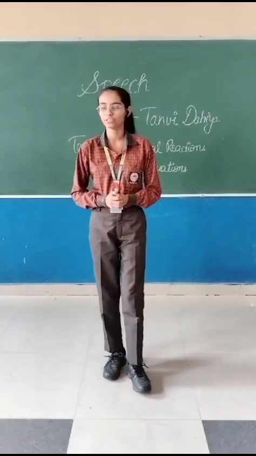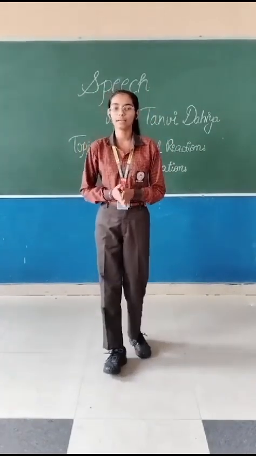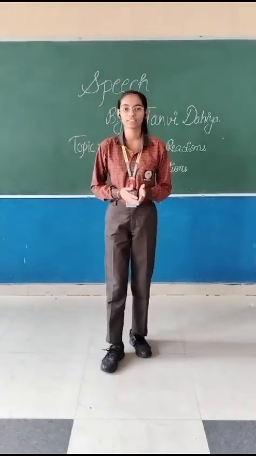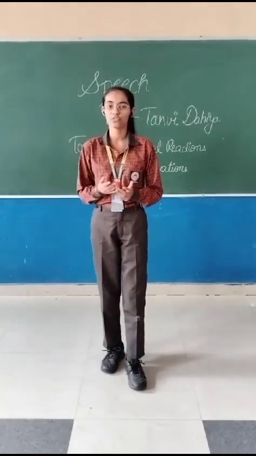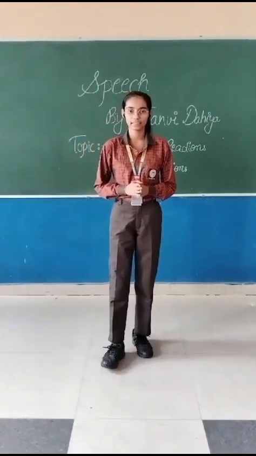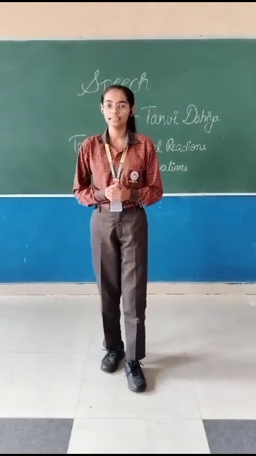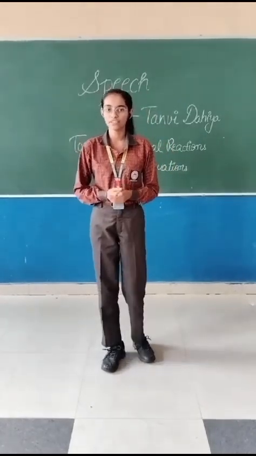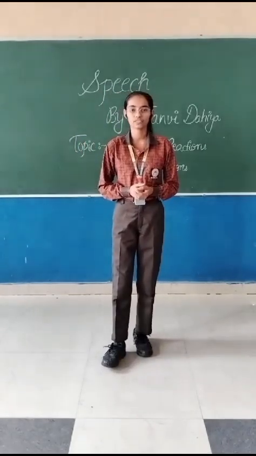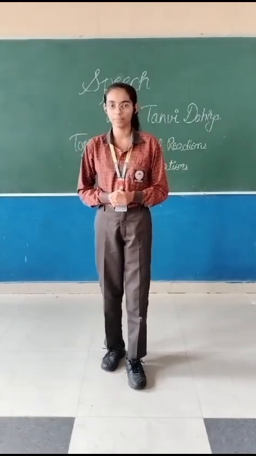Today I am here for the speech on the topic of chemical reaction and equation. Chemical reaction: a reaction in which reactants react with each other to form a product is known as a chemical reaction. Now there are some characteristics of chemical reaction that take place during the changes, and these characteristics are change in color, change in state, change in temperature, evolution of gas and formation of precipitate.